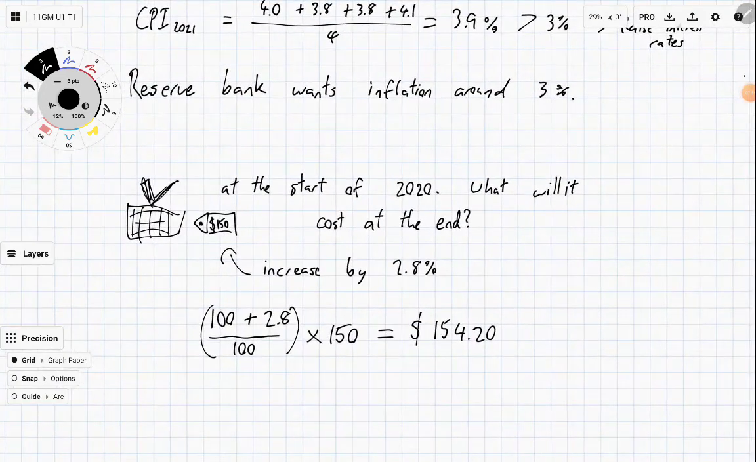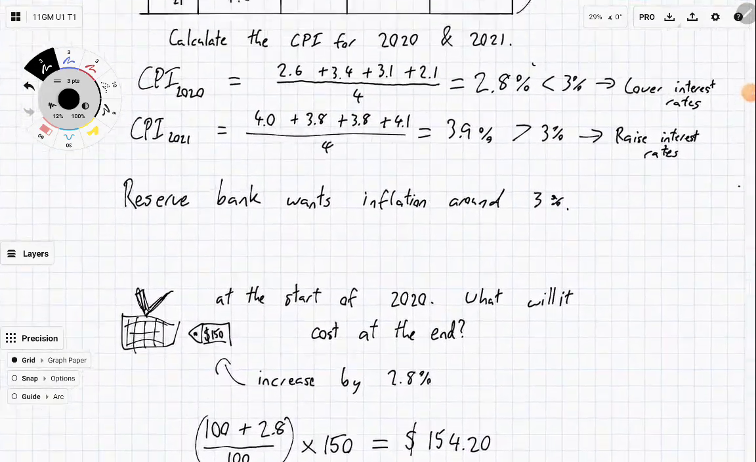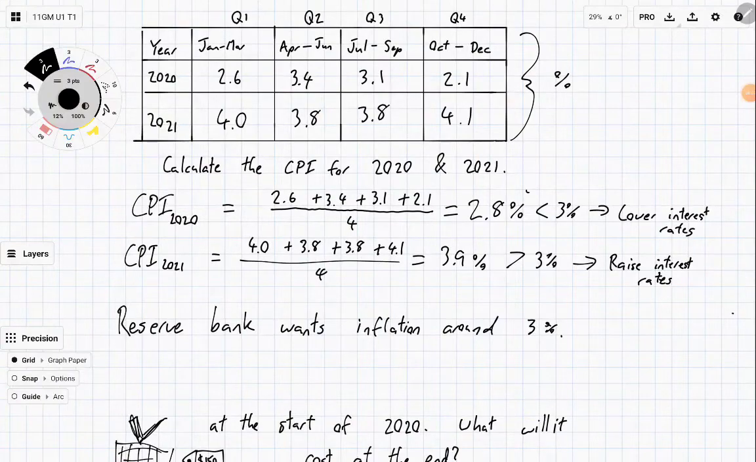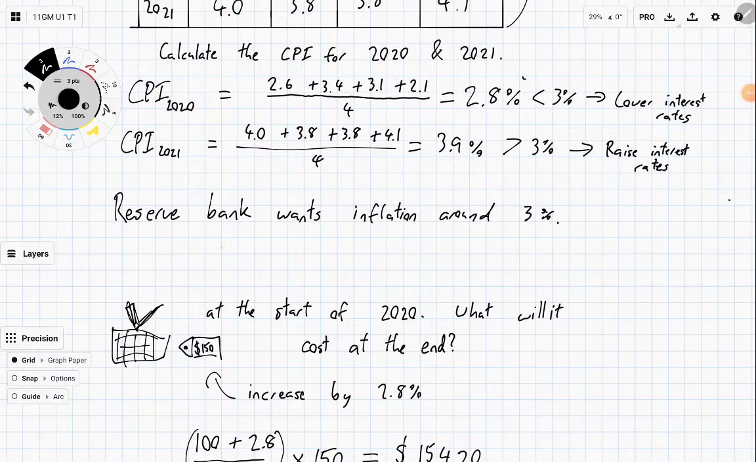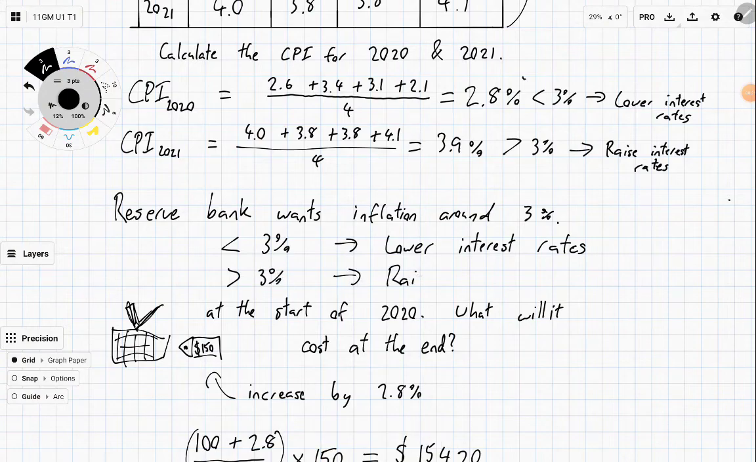So just make sure you're good on this. In order to calculate CPI, it's just the average of each of the quarters. The Reserve Bank will change interest rates depending on this 3% number. If CPI is less than 3%, they're going to lower interest rates. If it's bigger than 3%, they're going to raise interest rates. And if it's about 3%, they're going to keep things relatively the same. So they shouldn't change it too much. Alrighty, so that's CPI. See you in the next one.